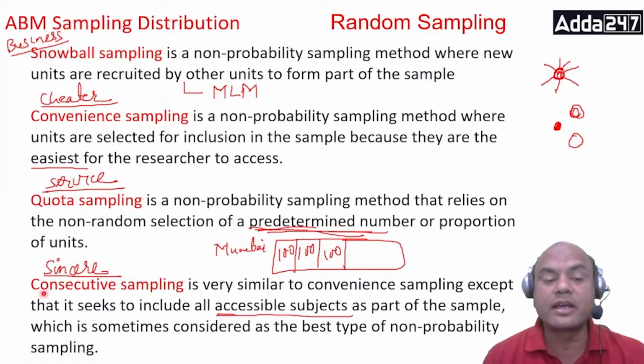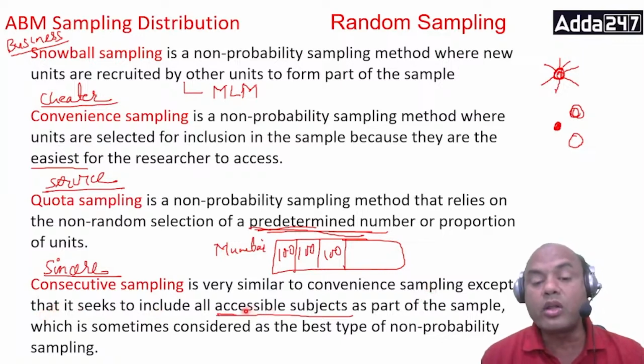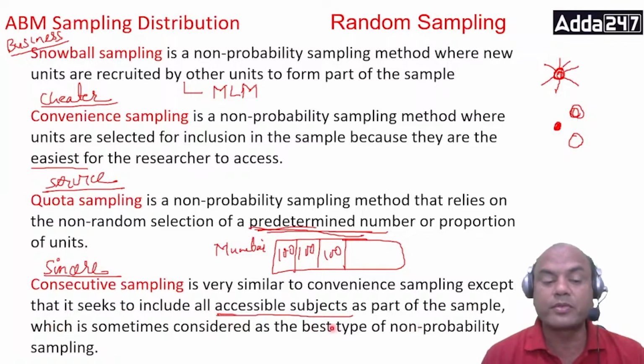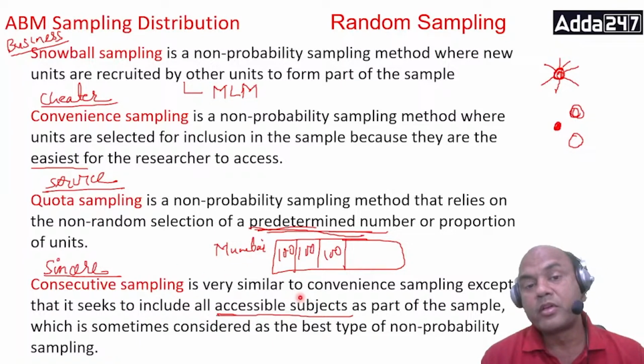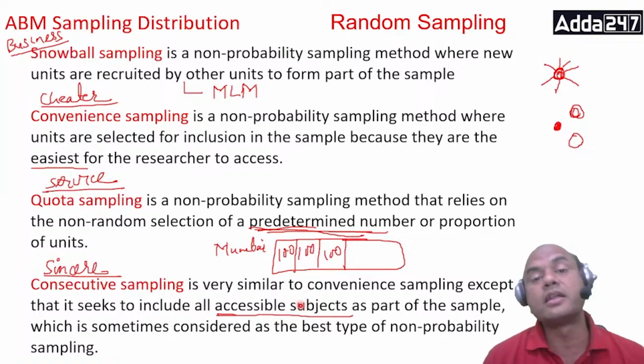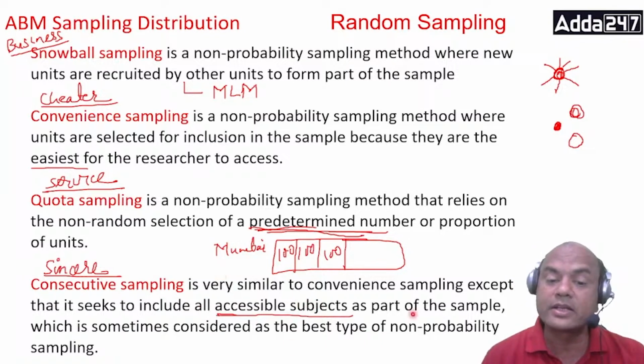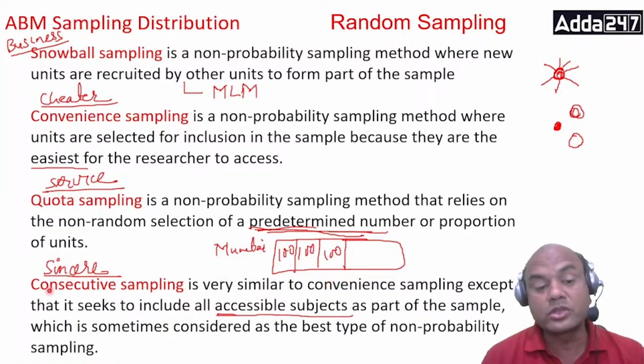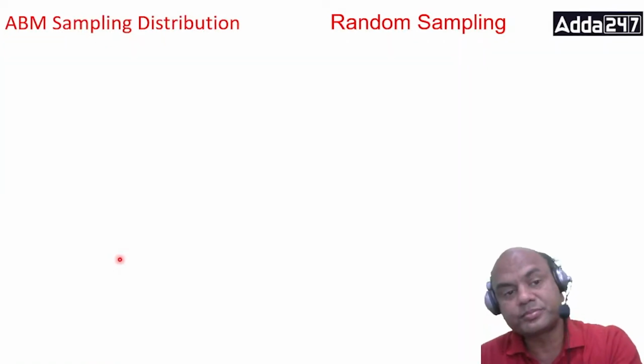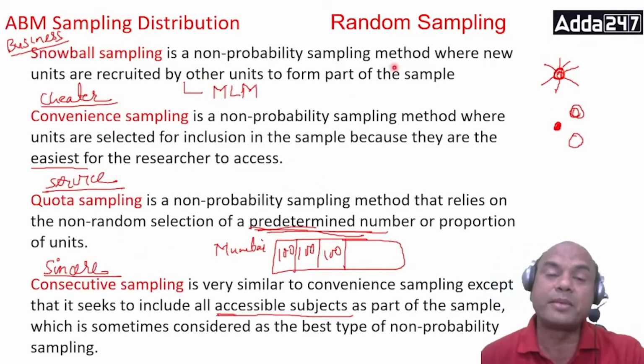Consecutive. This is a sincere guy. This guy is a cheater: convenience. And this is a sincere guy. It's very similar to convenience sampling, except it seeks to include all accessible subjects as part of the sample, which is sometimes considered the best type of non-probability sampling. So this guy won't stay at home. He will go to each and every accessible part. For 15 people, I'll go to one corner, then another corner, then another, and then I'll select the 15 samples from there. So this is consecutive. Sincere guy. Okay, so that's it about random sampling and the introduction.